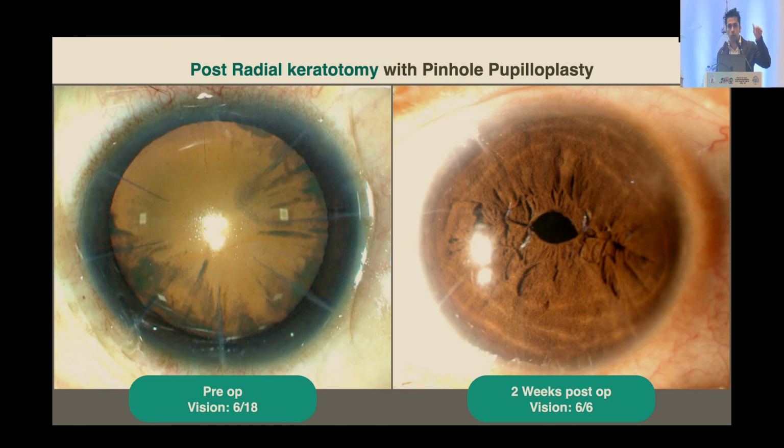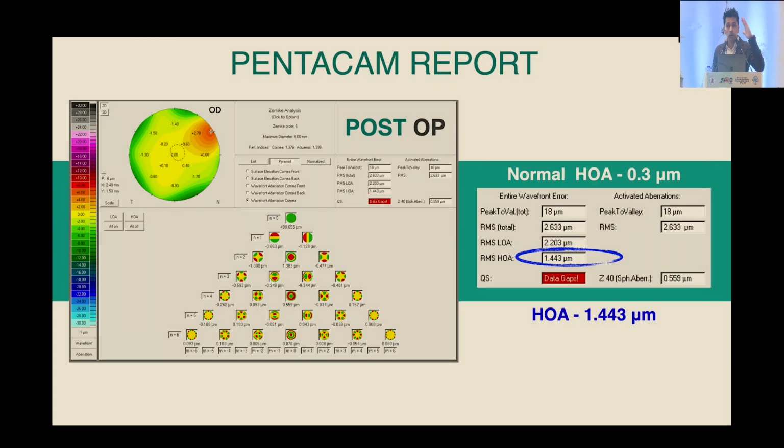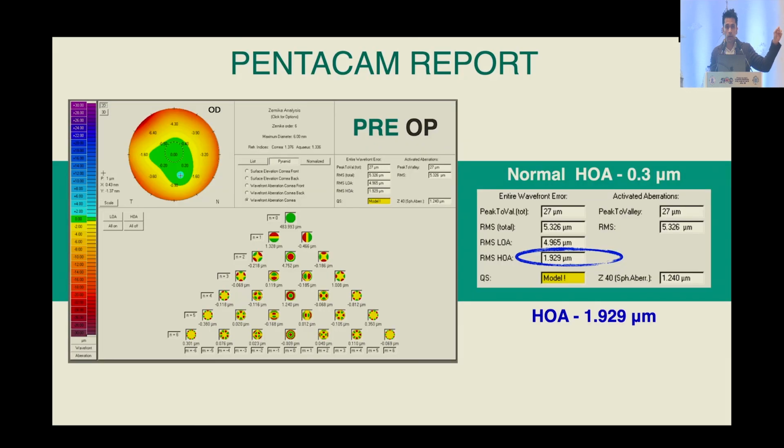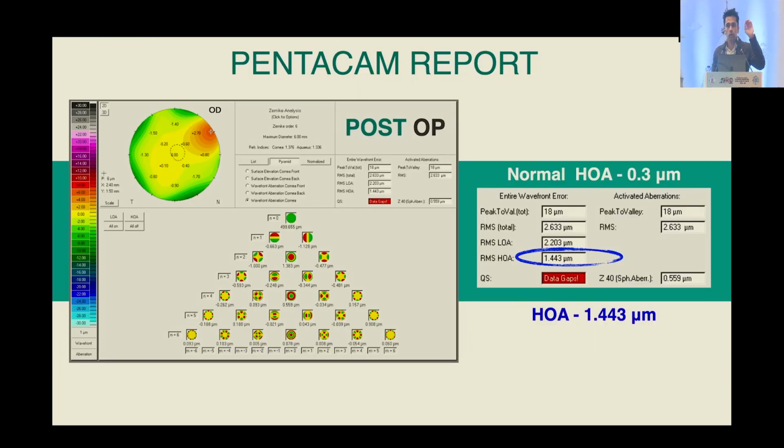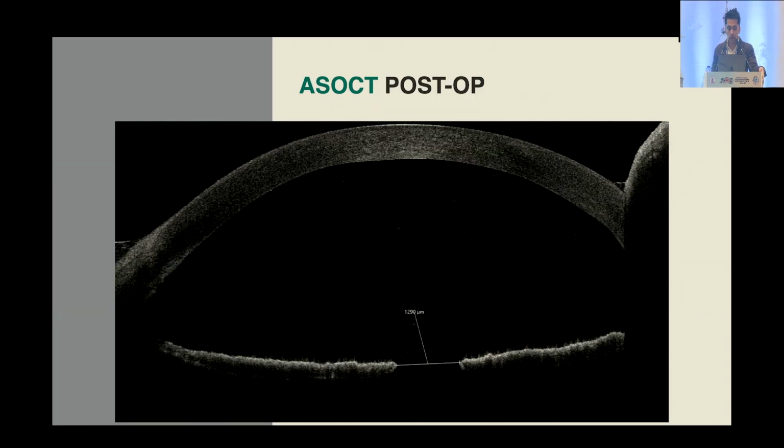Just two weeks post-op, you'll get a 6/6 or 20/20 result. And you might have a small change in the corneal higher order aberration. It was 1.9 if you remember in the beginning, and post-operatively it comes to 1.4. But it does not drastically go away. It does not go from that value to 0.3, which is never going to happen. So we have to always anticipate these things before and after. And that's the impact of visual change that the patient is seeing.